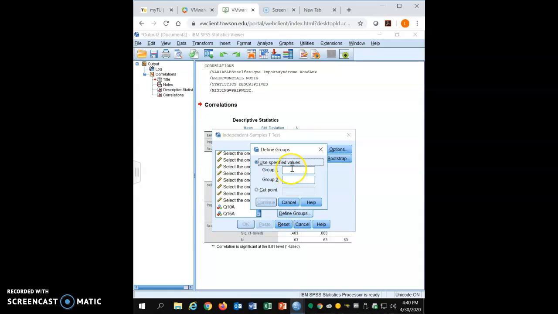And again, we need to define the groups, basically telling SPSS what are the values that are associated with each of our groups. So we're going to say group 1 is equal to 0, and I'm just tabbing down, and group 2 is equal to 1. Once I fill that in, I can hit continue.